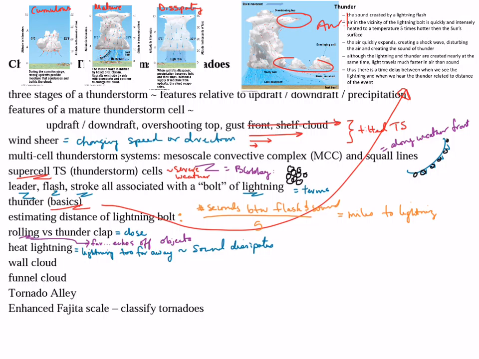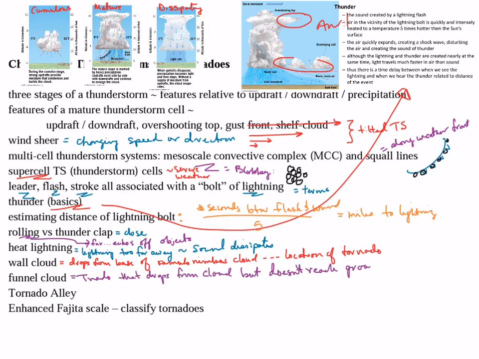And then we talked about wall clouds. Wall clouds are maybe the little bit of a cloud that will drop down from a cumulonimbus cloud to give you tornadoes. And a funnel cloud is like a tornado, but it doesn't reach the ground. And then Tornado Alley. That video we watched on hurricanes, there's a hurricane alley. I never knew that. So Tornado Alley, though, is a hotspot for tornado activity.